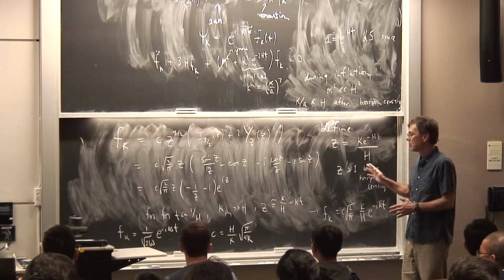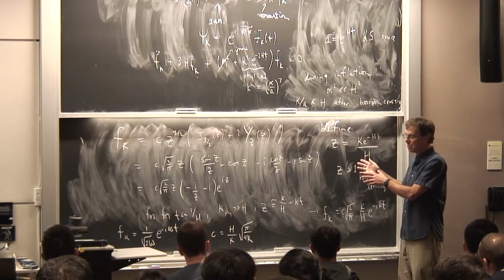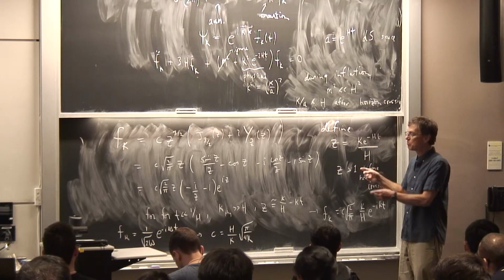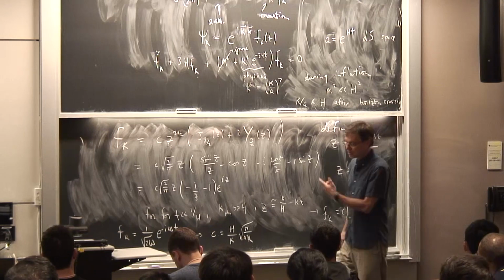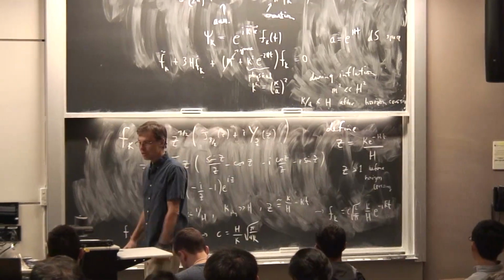Oh, and incidentally, an exactly analogous calculation holds for gravity waves, and so that's why their amplitude, their quantum fluctuations, are also of order H.